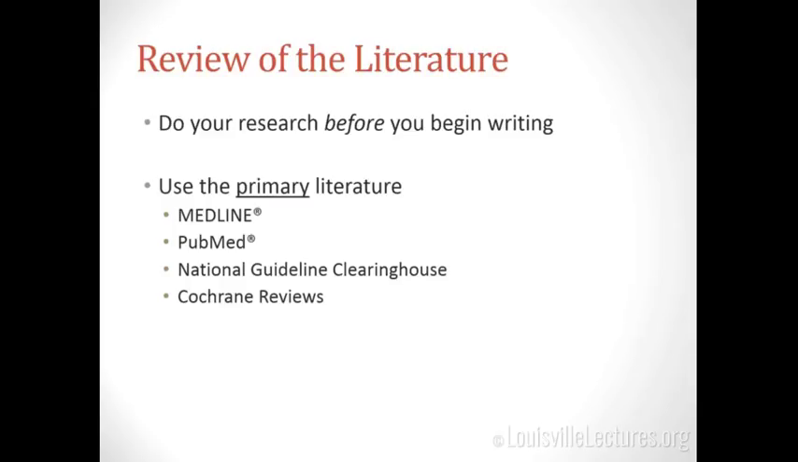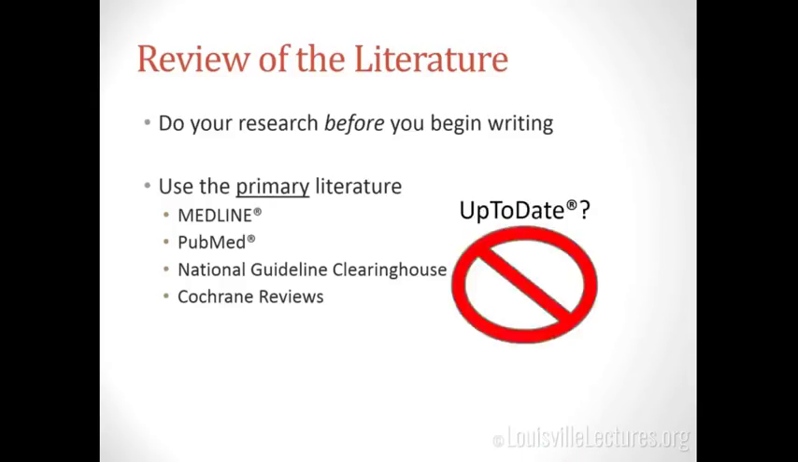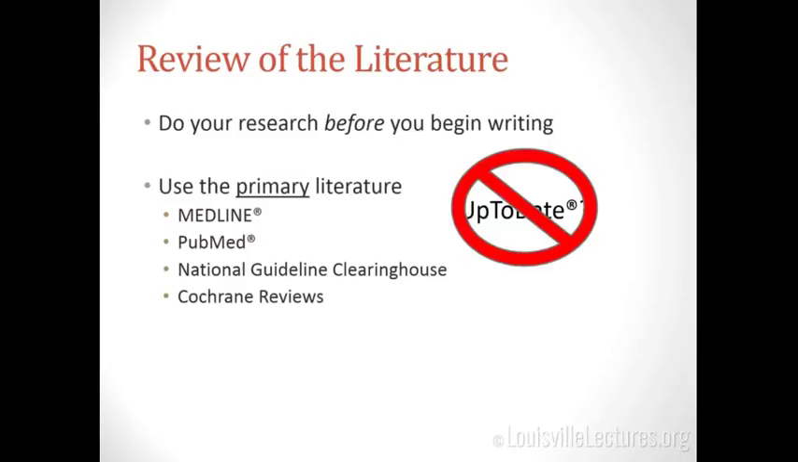Also, just a caution, please use the primary literature. No UpToDate. Nope. Medline, PubMed. The National Guideline Clearinghouse, if you're not aware of that, has all national guidelines in one area where you can search by disease state. And then the Cochrane reviews are evidence-based reviews of large subjects, and they're actually very high quality, so that may be someplace else to look for some literature.